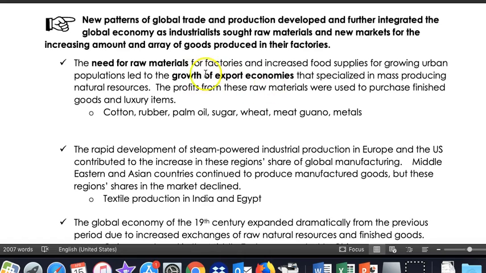The growth of export economies, what that means is that specialized and mass producing natural resources. So they're making things and they're exporting these finished goods to other areas of the world.